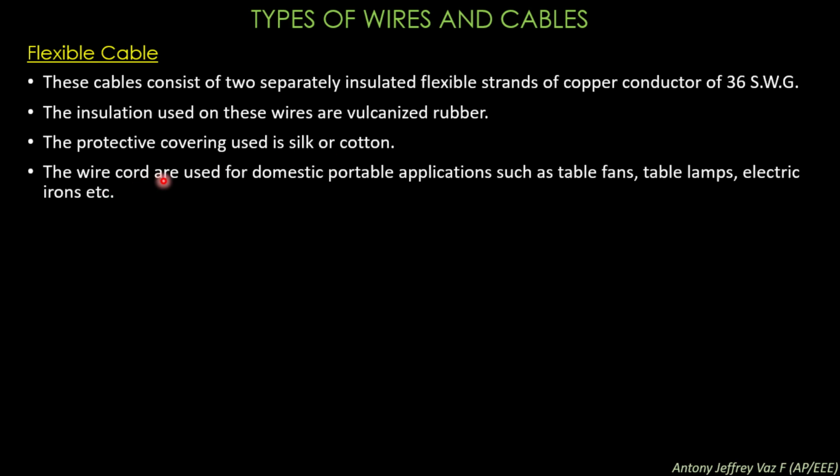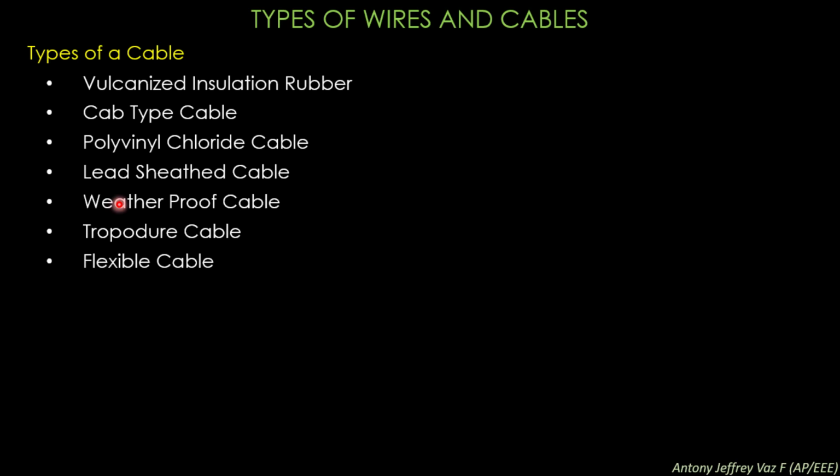The wire cord is used for domestic portable applications such as table fan, table lamp and electric irons, etc. So these flexible cables are being used in our household appliances such as fans, lamps and electric irons, which are placed on our tabletop. So all the electrical cords you see in your houses are made up of these kinds of flexible cables.